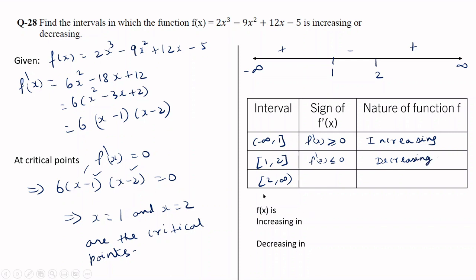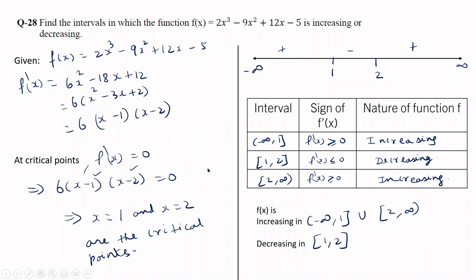And next we have the interval 2 to infinity. Here again it is positive, so it is again increasing. So the intervals in which f of x is increasing is open minus infinity closed 1 union closed 2 open infinity, and it is decreasing in the closed interval 1 comma 2. So these are the intervals in which it is increasing or decreasing.